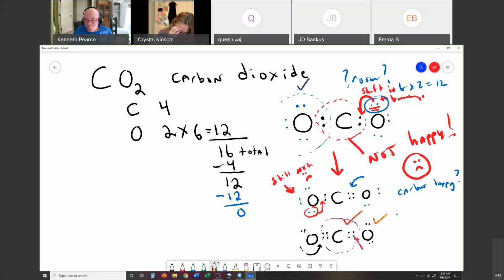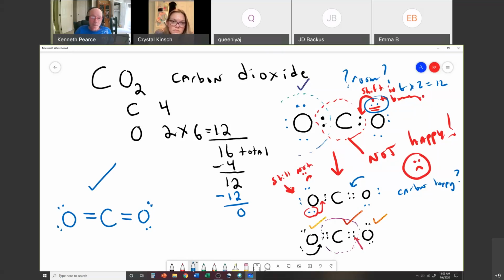The oxygens are happy. Okay, and now if we draw this, we're going to draw it like this. We're going to say carbon double bonded to the oxygen, carbon double bonded to the other oxygen. We're going to have those 2 non-bonding pairs on each oxygen. Do you see that? And so now the carbon's happy. Remember, each line represents a bond, and each line represents 2 electrons. So we got 2, 4, 6, 8 on the carbon. We have 2, 4, 6, 8 on each oxygen.